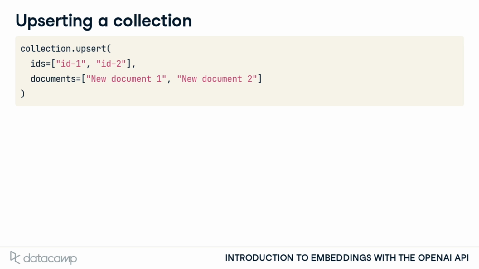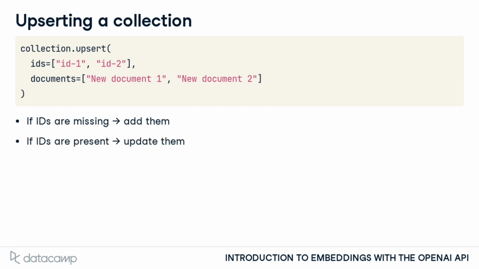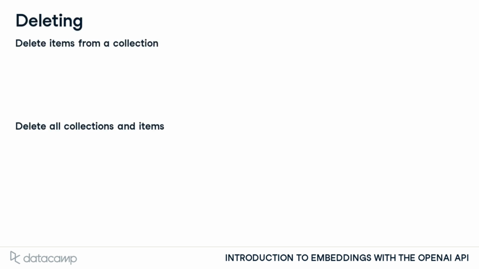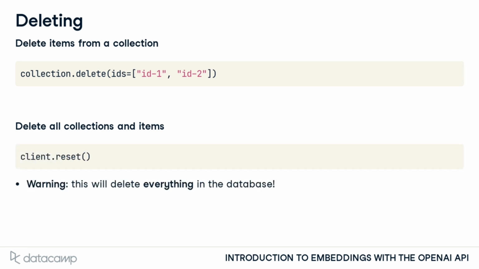Alternatively, if we are not sure the IDs are already present in the collection, use the upsert method. Upsert will add the IDs to the collection if they aren't present, and update them if they are, a combination of the update and add methods. Similarly, we can delete from a collection using the collection.delete method and specifying the IDs of the items to remove. Finally, if we want to completely empty the whole database, that means all collections and items, you can use client.reset.